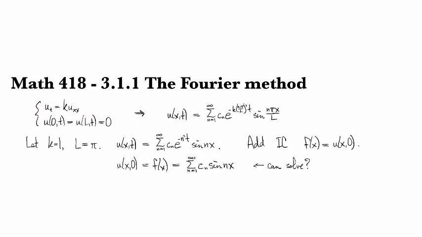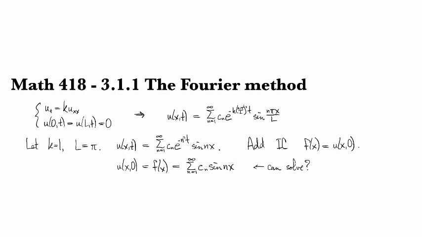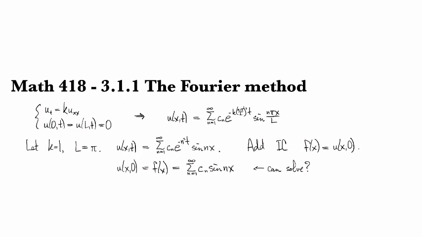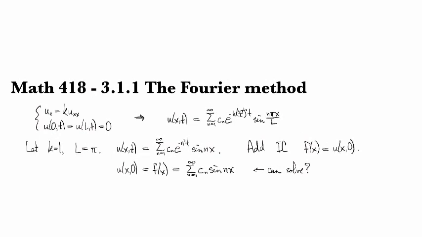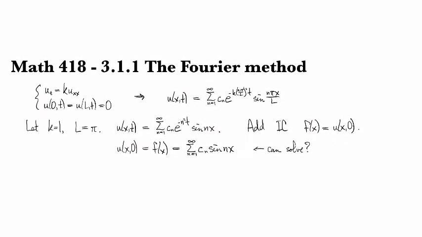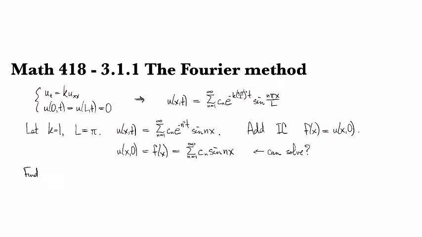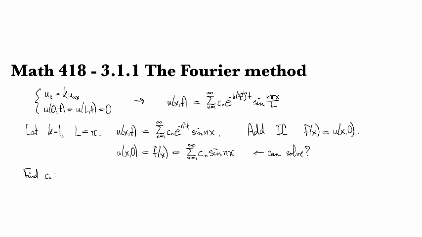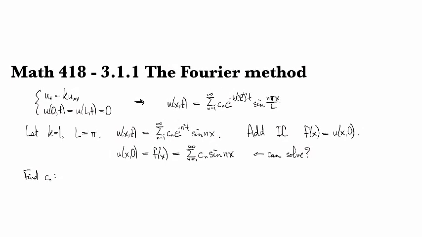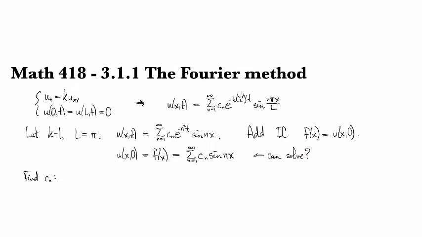And Fourier's answer was, well, anything. And the rest of the mathematical community thought that he was a little haywire. But he turned out to be almost entirely correct. So we can actually find those coefficients C_n.